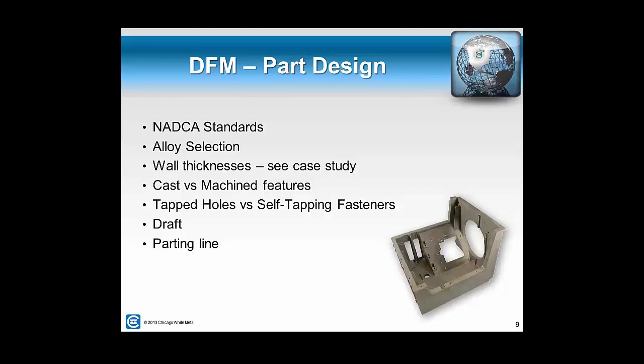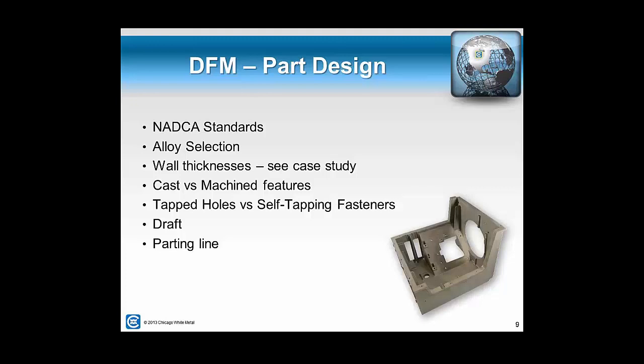Are there other types of things such as tapped holes that are going to be required? Well, maybe there's an option to use a self-tapping fastener instead and save cost and assembly steps and that type of thing to save money. Other part design topics we look at are draft and parting line. Obviously, a big thing for die casting.